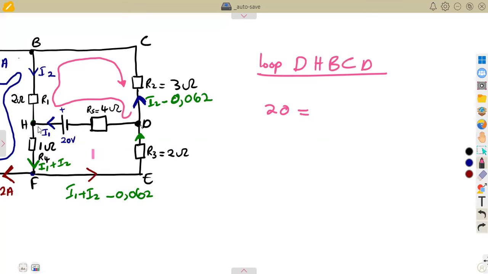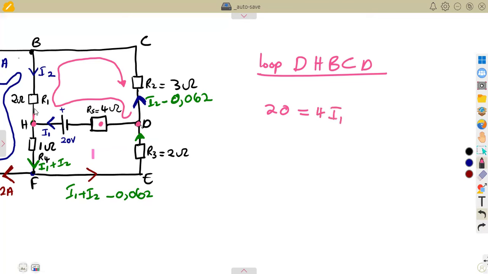from D to H. From D to H, there is a resistor there and there is current 1. D to H, the current is also flowing in the same direction. So there's a potential difference there. So that's current times resistance. So you're going to have 4 times I1.